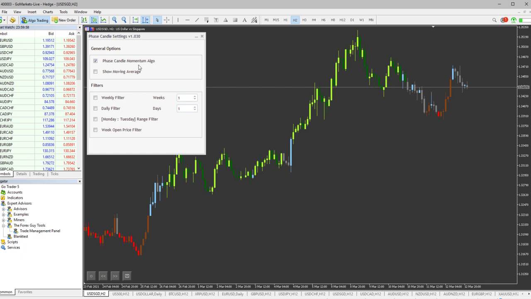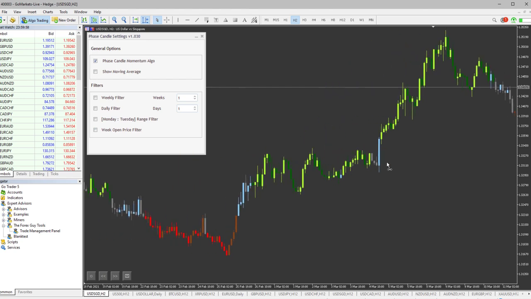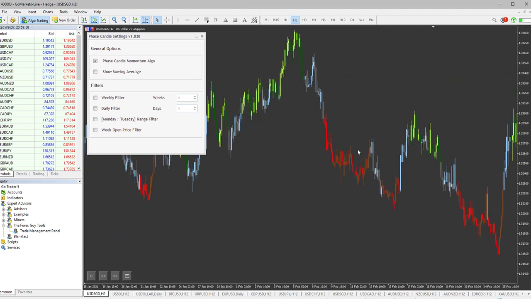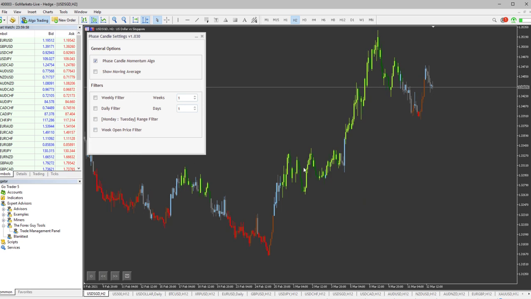So the first option here is the phase candle momentum algorithm. It's basically the trend filter, the original trend algorithm that I have built in that just detects good momentum, basically what you're used to if you're using the phase candles. Okay, so if the market starts moving in a certain direction and maintains that momentum, this is what this algorithm is for. Just your baseline trend filter.